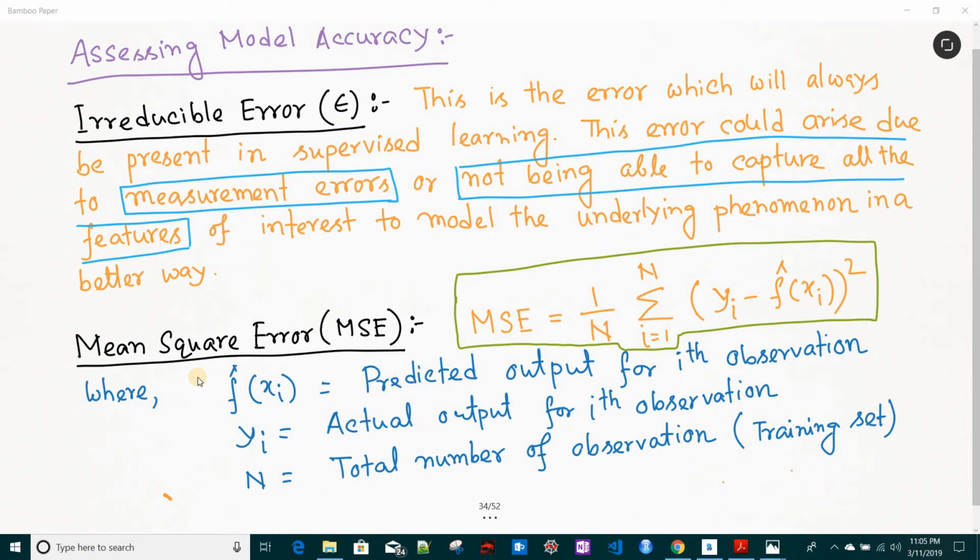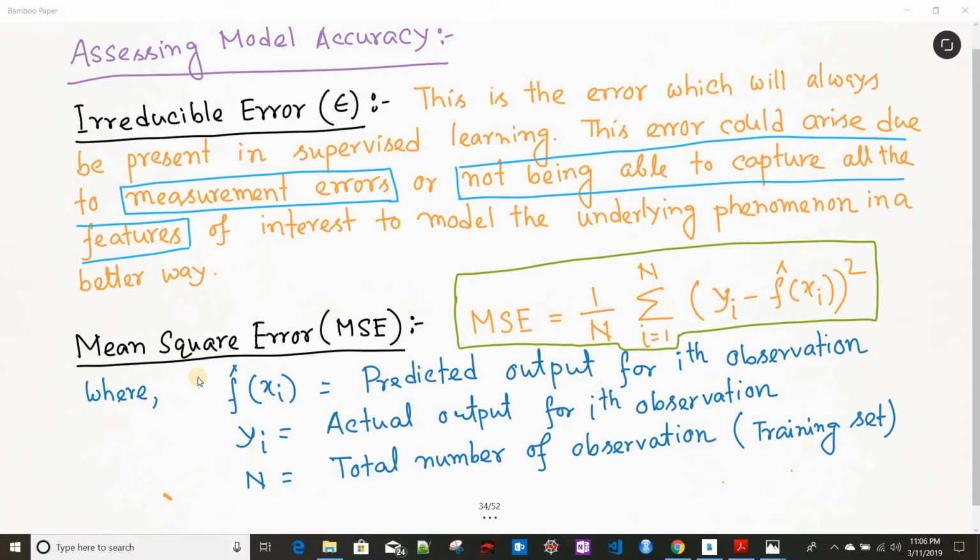Okay, today we'll be discussing accessing model accuracy in supervised learning. We'll be mainly discussing it in terms of regression settings. For classification and other kinds of supervised learning, we have other measurements, which we'll discuss accordingly when we discuss the classification algorithms and others.